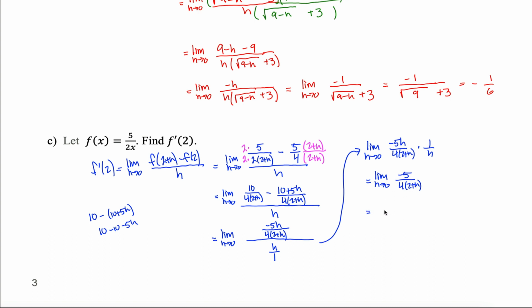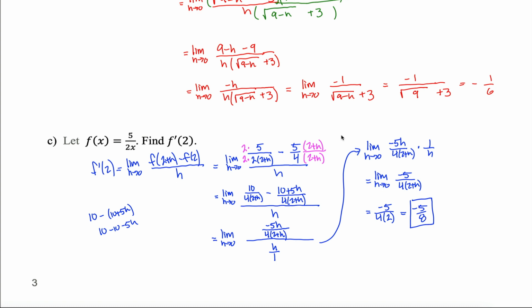So evaluating the limit is super easy. Just change all the h's into zeros. If I change all the h's into zeros, I get negative 5 divided by 4 times 2 plus 0, in other words, 4 times 2. I get negative 5 divided by 8 as my answer. The slope of the tangent line to this function, f of x equals 5 over 2x, when x is equal to 2, is negative 5/8.